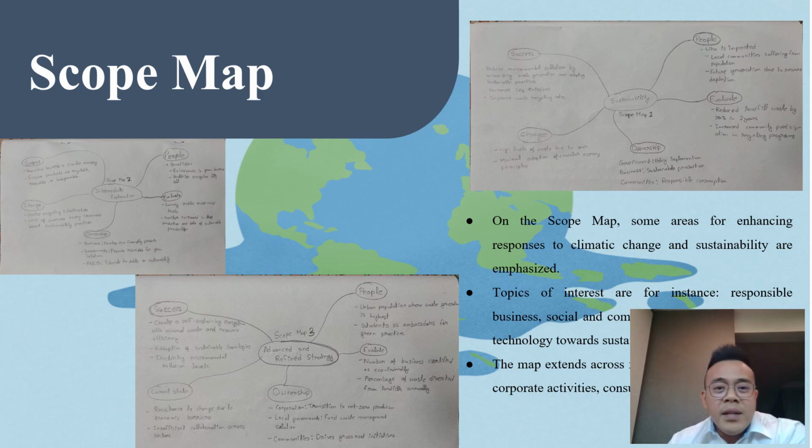The scope map identifies the principal areas for enhancing the response to climate change and sustainability. It covers issues to do with sustainable businesses, consumer action, and impact of technology in our environment. It also extends the thinking beyond the level of individual organization to encompass government policies, corporate behaviors, consumer activities, and technologically enabled developments as key drivers and enablers of sustainability within organization and other groups.